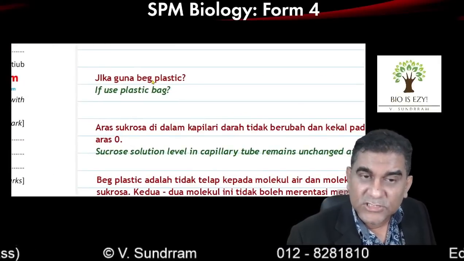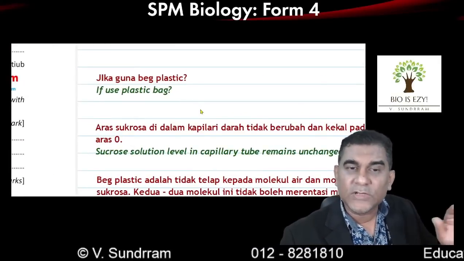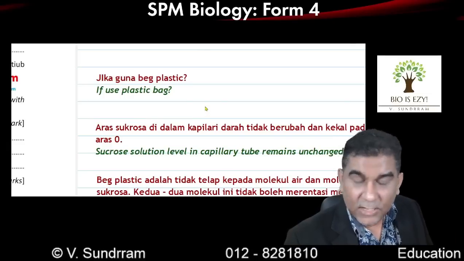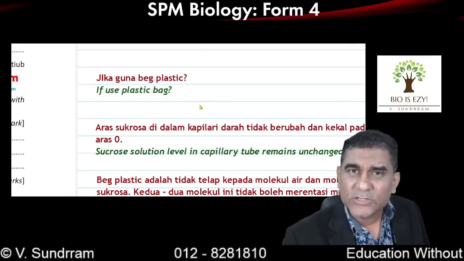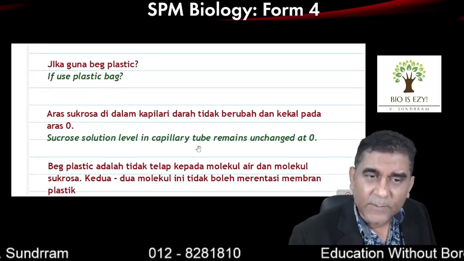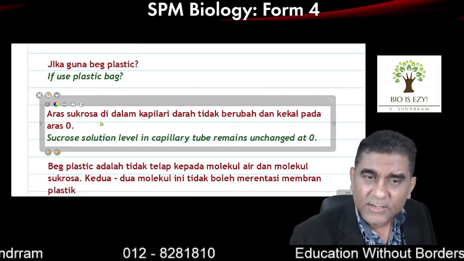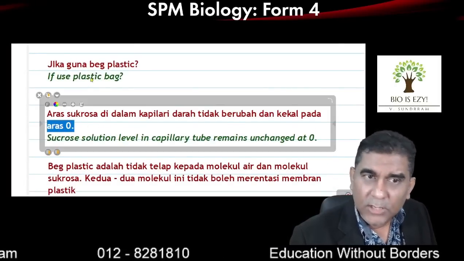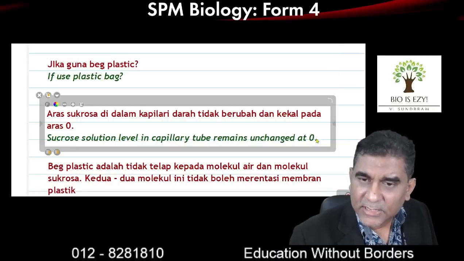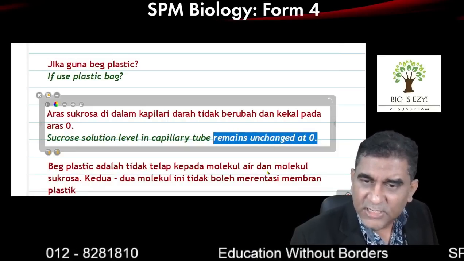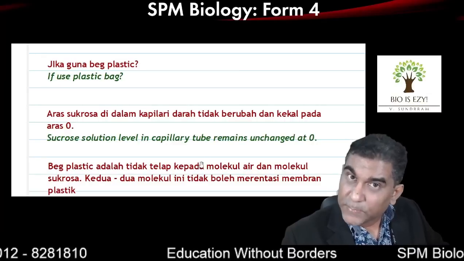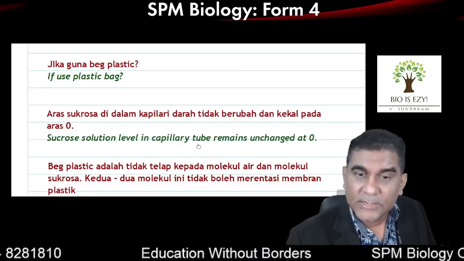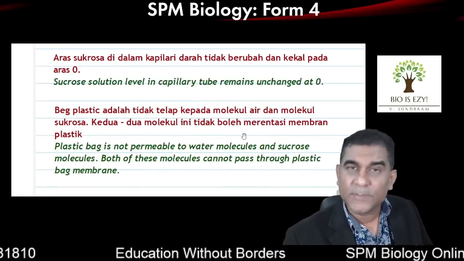What if you change the whisking tube with a plastic bag? Kalau saya lah buat soalan ni, saya akan buat macam ni. Because I feel the other answer is too easy. So sekarang apa yang berlaku ialah dia kekal pada aras kosong. Kalau guna bag plastik, dia kekal pada kosong, remains unchanged at 0. Why? Because whisking tube is permeable, selectively permeable. Plastic bag is not permeable.